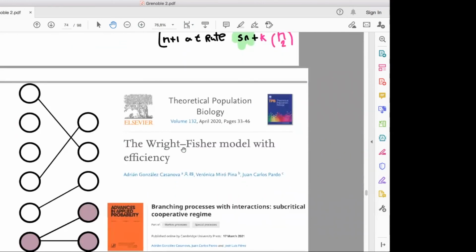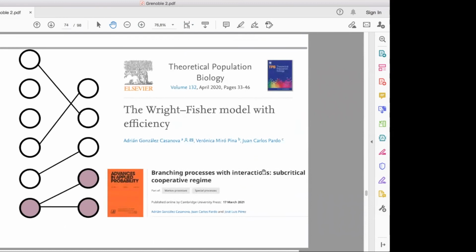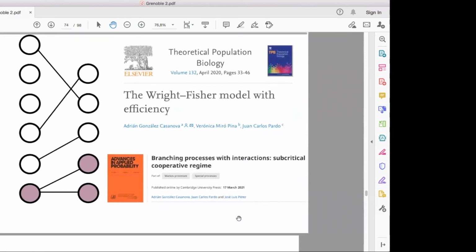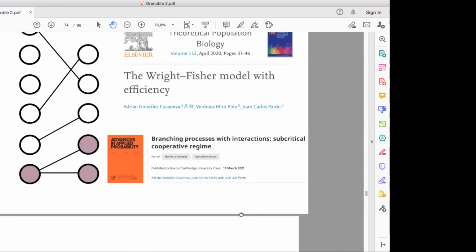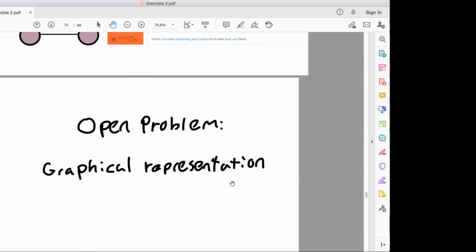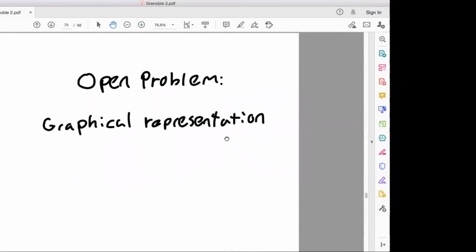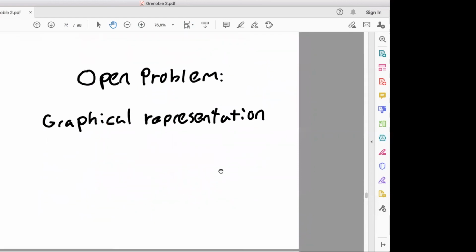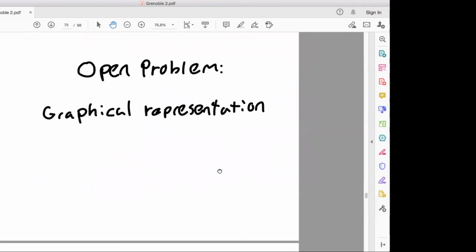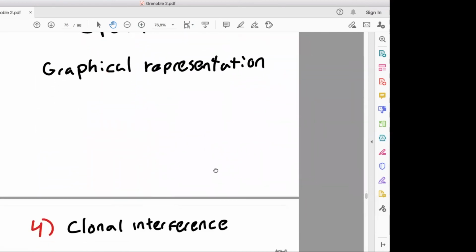So this story is in 2 papers, one with Verónica Miropino and Juan Carlos Pardo, and the other with Juan Carlos Pardo and José Luis Pérez. And the open question here is: is there a graphical representation? So everything I showed before has a graphical representation, but this one, I have no clue how to come up with one. I mean, these pairwise branchings are destroying everything I believe in.